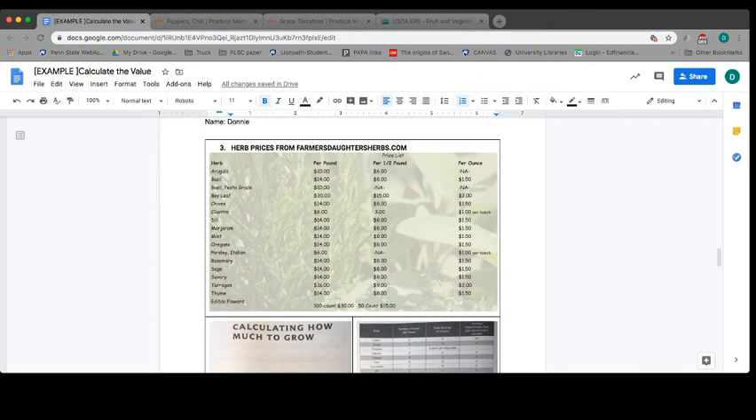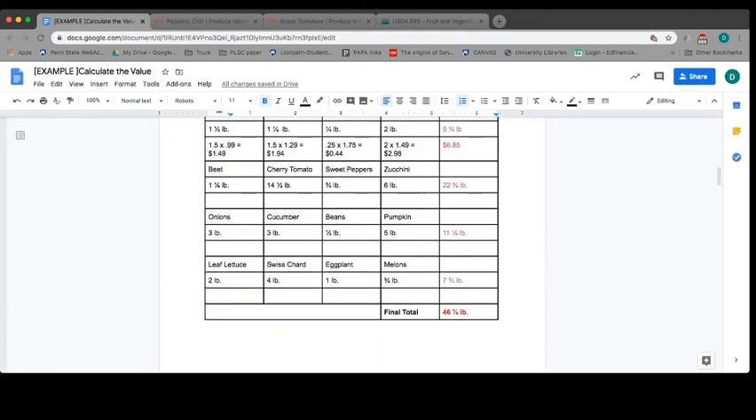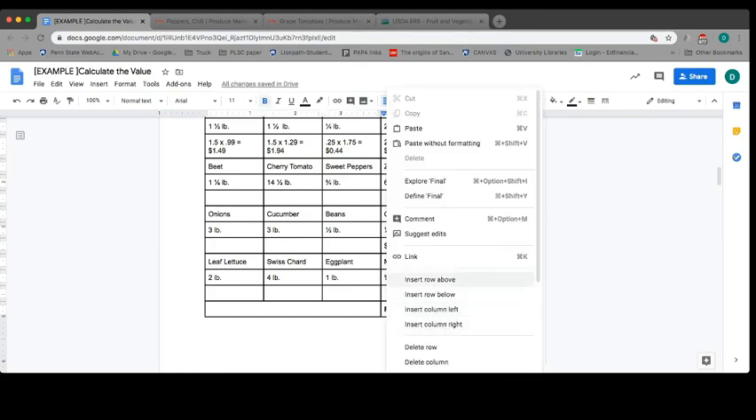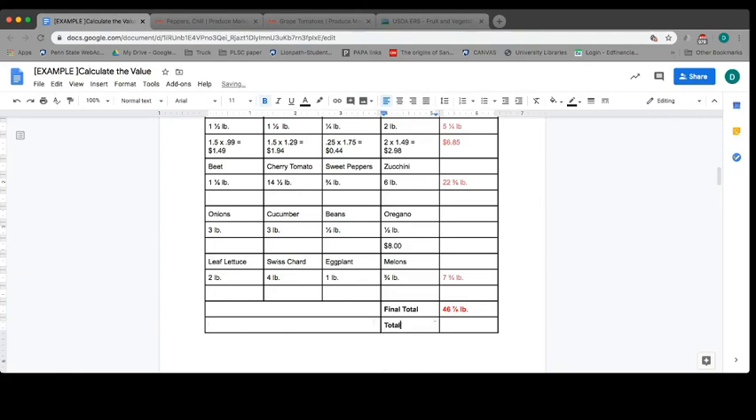So oregano goes for $8 for a 1/2 pound. And from what I was seeing, maybe we can swap out that pumpkin with oregano. Most herbs, you'll get 1/4 to a 1/2 pound. I'm going to say I have some really beefy oregano, so I got a 1/2 pound. And you will just continue on row by row until you get all of your totals. And then insert a row below. Total value. You will enter your total value down below.